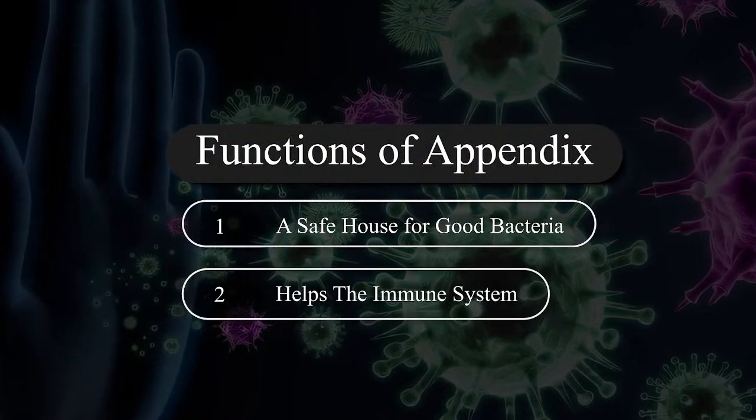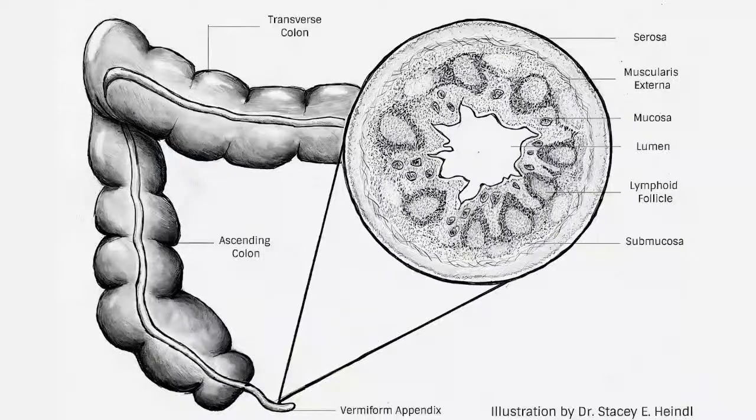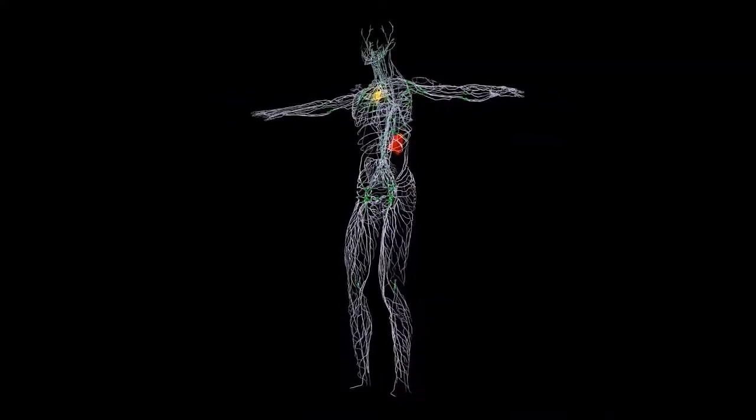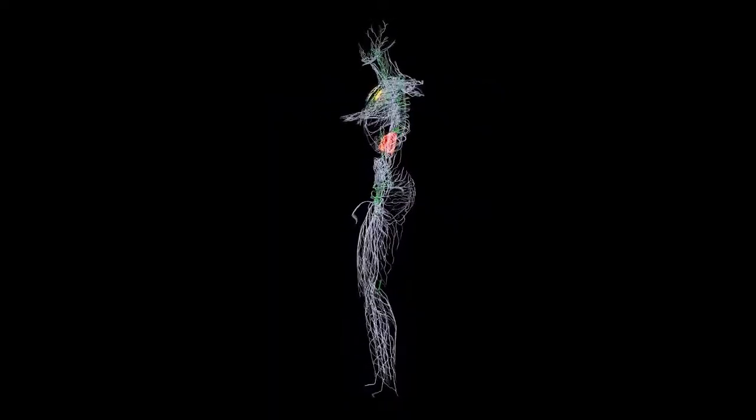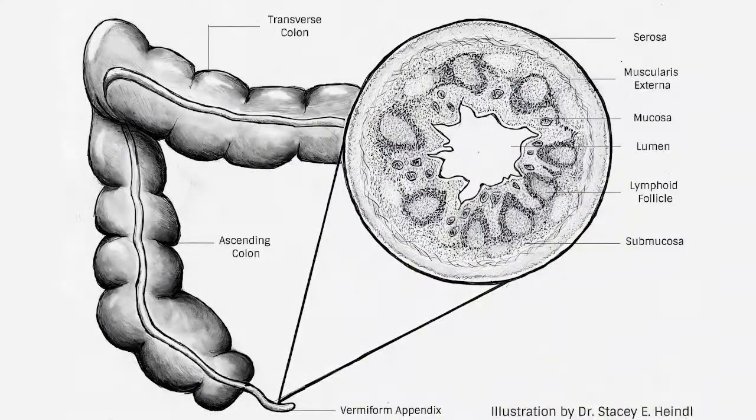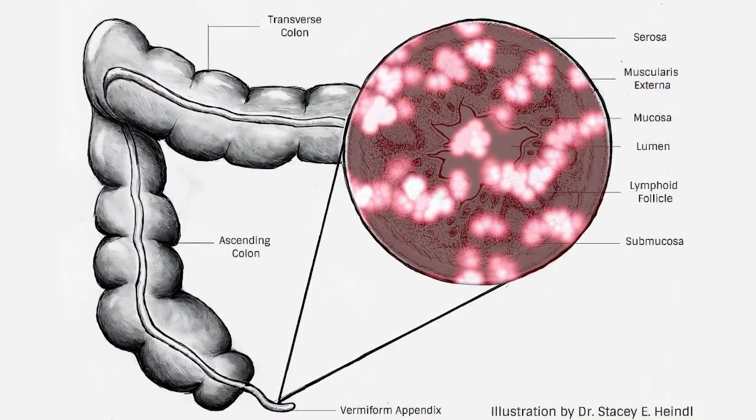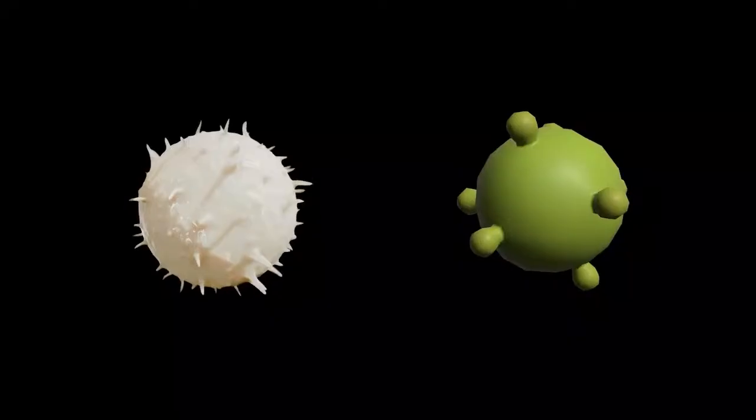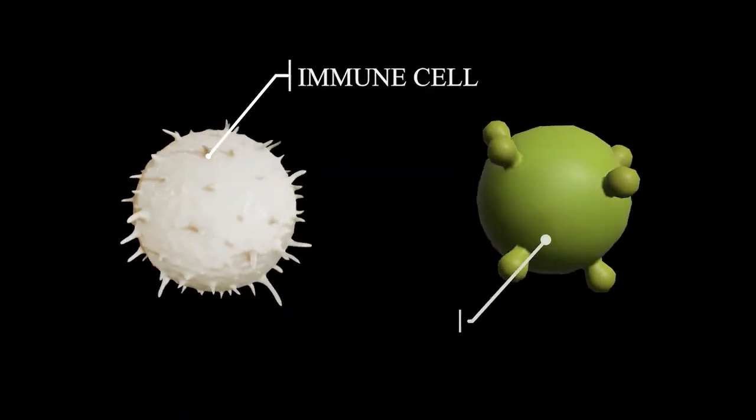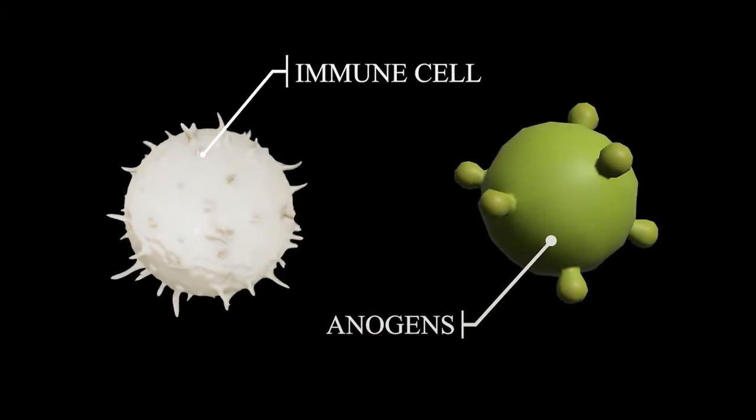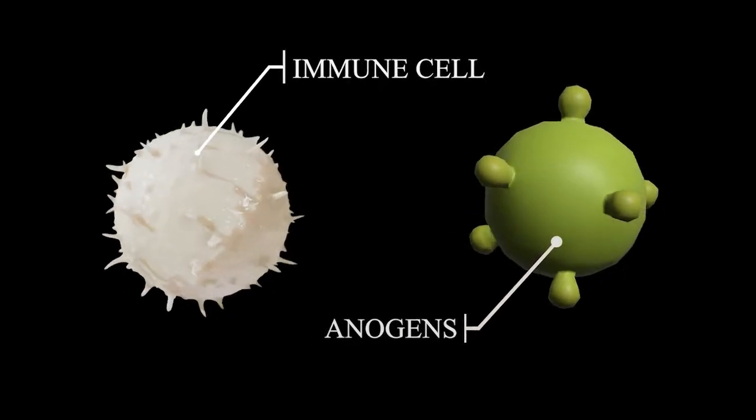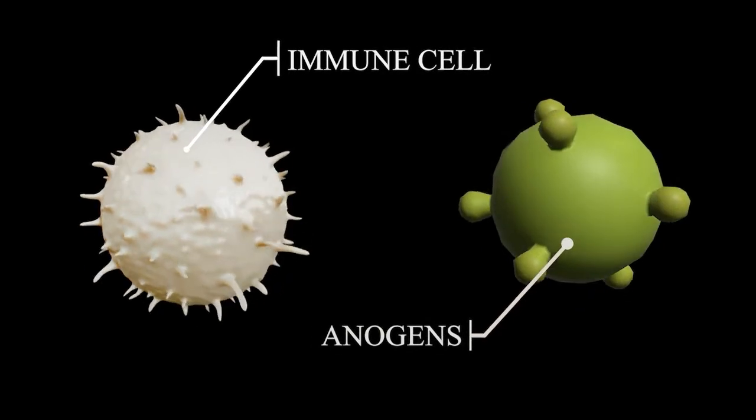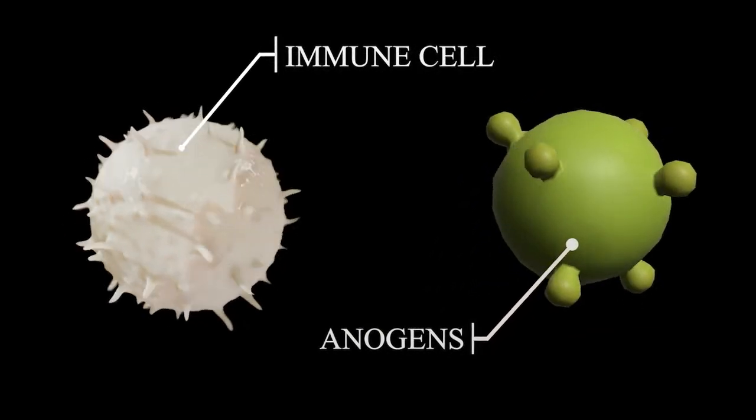Helps the immune system, especially in early life. The appendix contains lymphoid tissue, which is part of your lymphatic system, the body's defense system that helps fight infections and diseases. This tissue is rich in white blood cells, which are the soldiers of your immune system. In children and young adults, the appendix plays a role in developing immune responses by exposing immune cells to different bacteria and antigens. Basically, the appendix may help train the immune system during early life, teaching it to recognize harmful invaders and to build resistance to them.